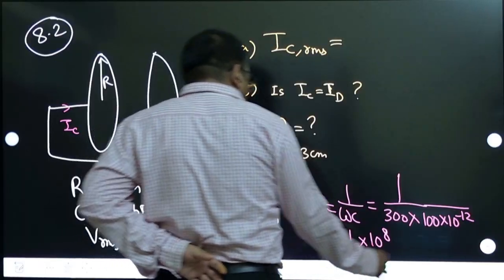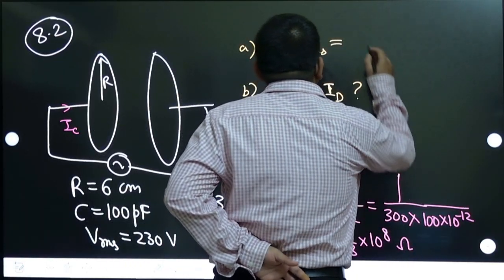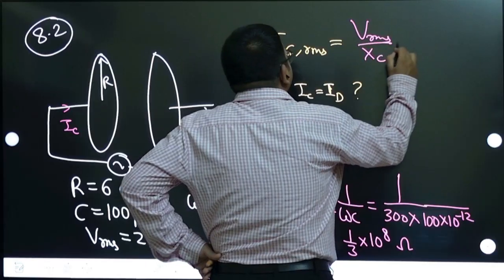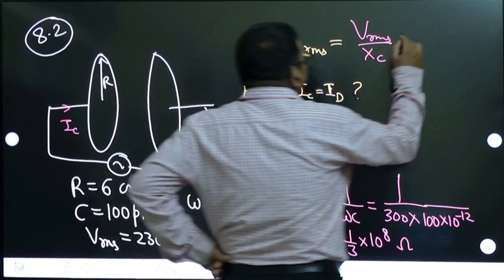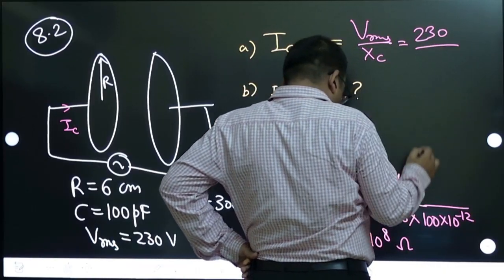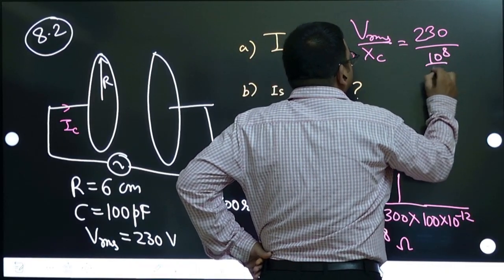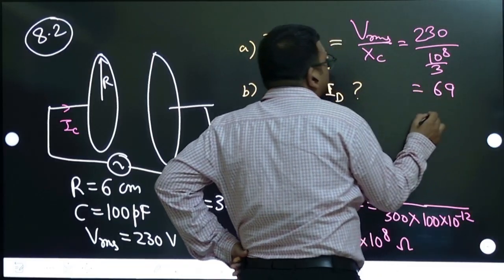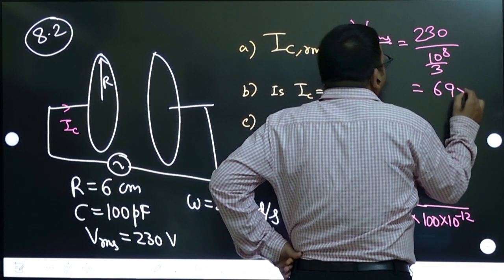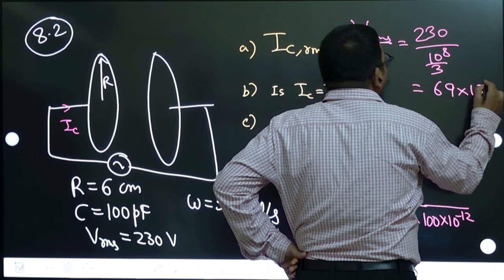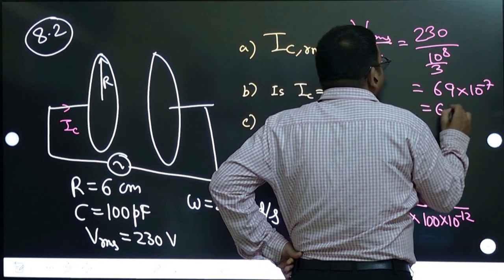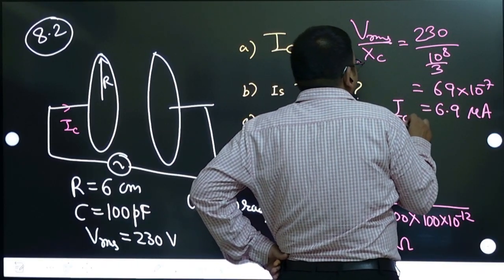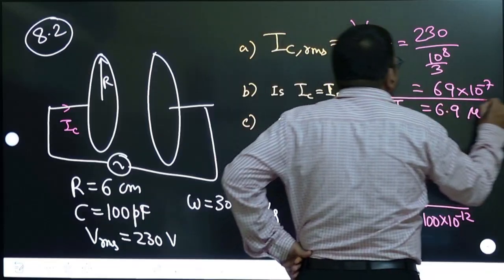Now let us calculate IRMS. IRMS is VRMS by XC. VRMS is already given as 230, divided by XC, which is 10 to the power 8 divided by 3. So 3 into 3 is 9 and 3 into 2 is 6, giving 69. This factor of 10 will cancel out, so 10 to the power 7 minus 7 gives 6.9 micro ampere. Check out this answer and tell me whether it is correct or not.